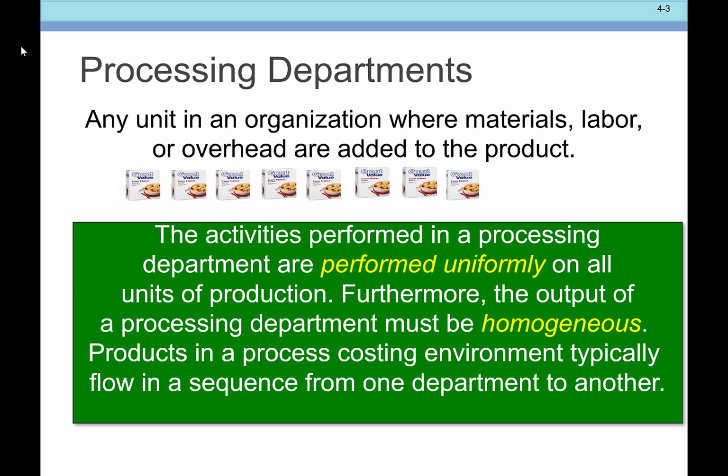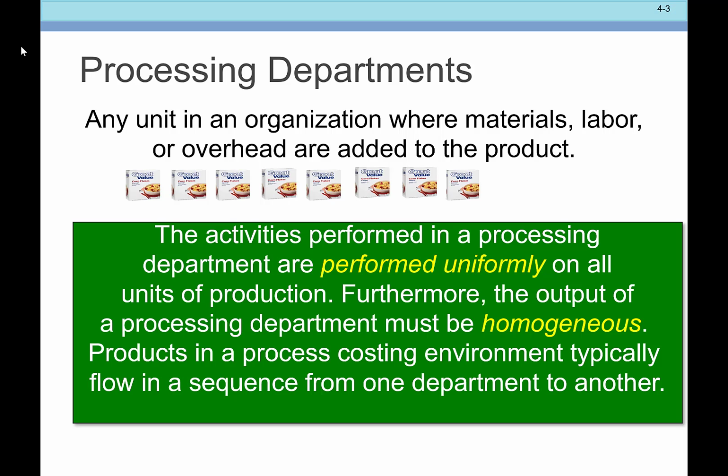Now, this is going to apply to industries that produce a homogeneous product. You can't really distinguish one box of cornflakes from the other, right? They all look the same. So we use process costing for something like that, where one item doesn't really differentiate from the other. Sometimes students will ask, what if we're producing frosted flakes and cornflakes? Well, that's a different product, right?